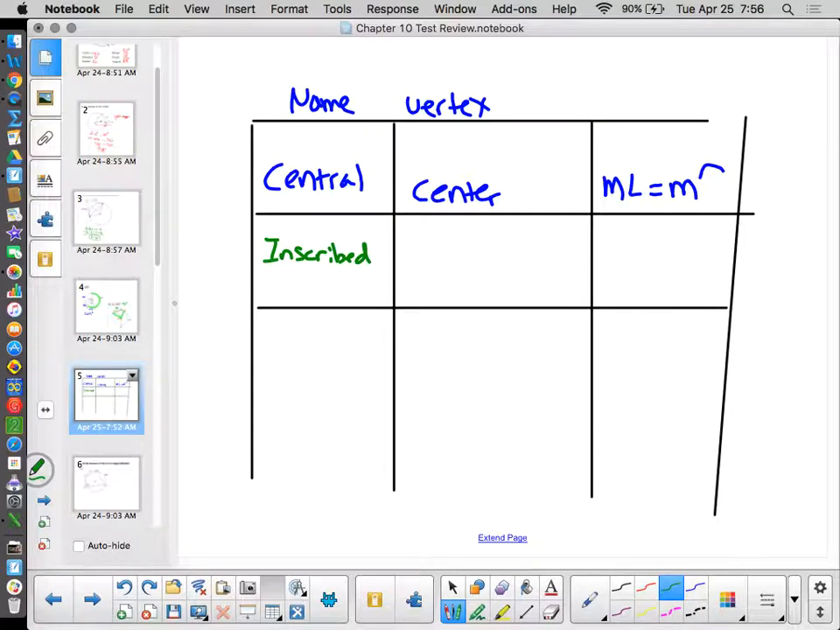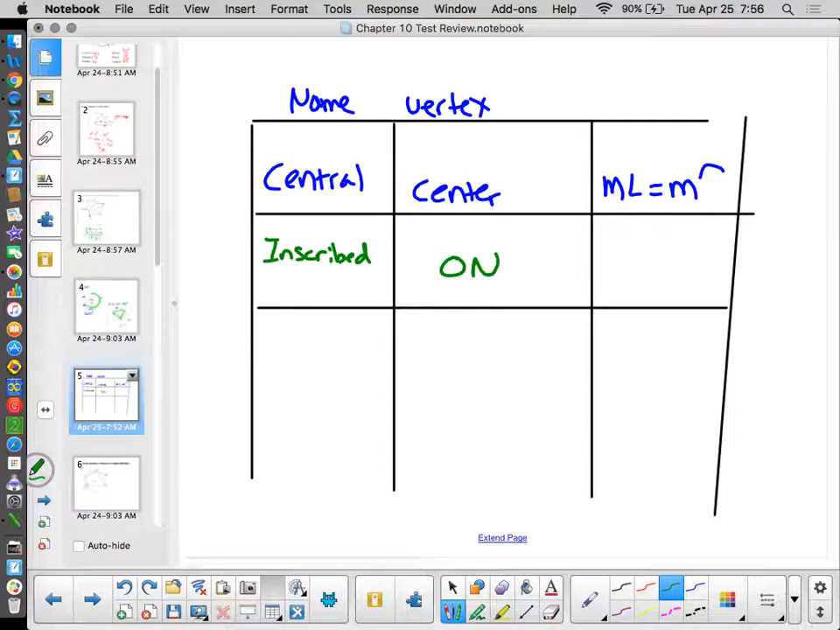You have no idea how worried I become when you guys are just sitting there silent. I think you don't know where the vertex for an inscribed angle is, and that would be very, very bad. Who wants to tell me where is the vertex for an inscribed angle? On the circle. Thank you.